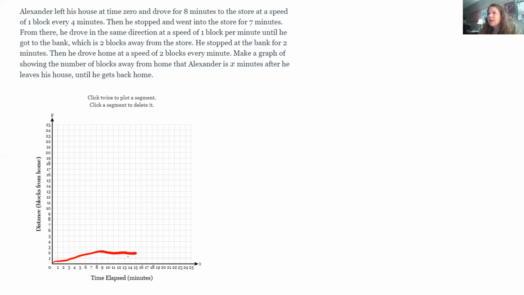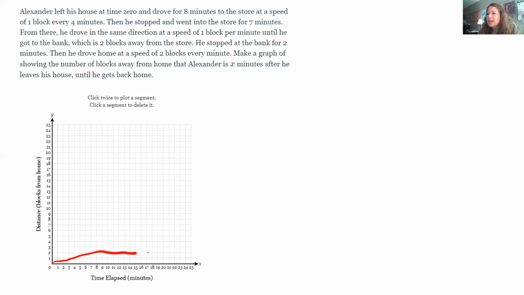And then it says, from there, he drove in the same direction at a speed of 1 block per minute until he got to the bank, which is 2 blocks away from the store. He stopped at the bank for 2 minutes. Then he drove home at a speed of 2 blocks every minute. Okay, what does it say? He stopped and went into the store for 7 minutes. So he's at the store, which looks like it is 2 blocks from his house, right? From there, he drove in the same direction at a speed of 1 block per minute until he got to the bank, which is 2 blocks from the store.